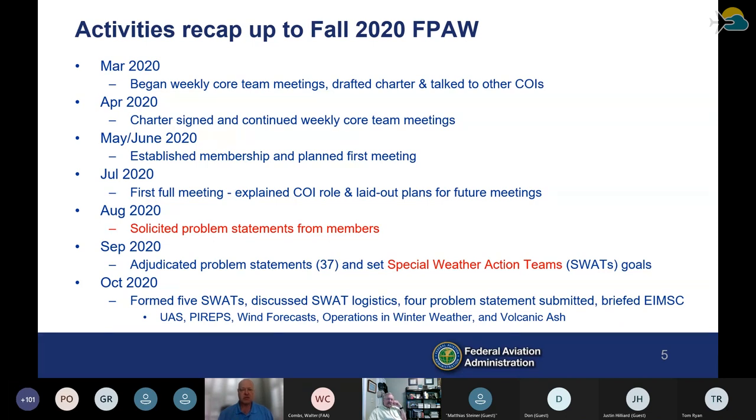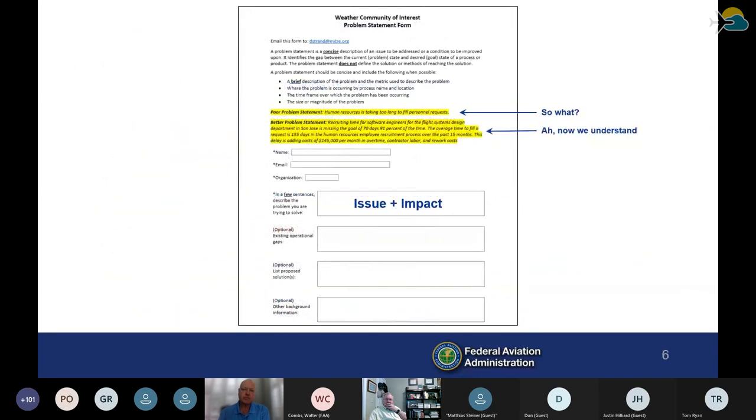Then we started setting up special weather action teams or SWATs. And by October, we had formed five of them to discuss the logistics, how it would work, look at more problem statements. And we also owed a briefing to the EIMSC, that's our Senior Leadership Steering Committee, about twice a year. Next slide, please.